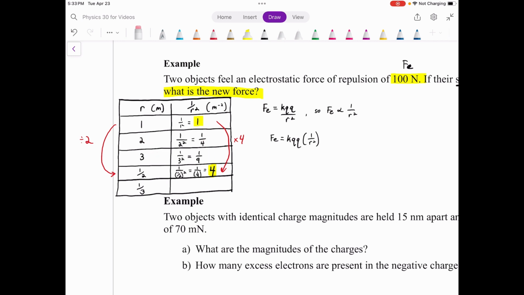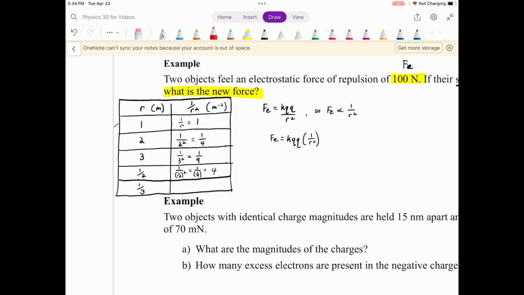Last one. I want you to make a prediction before I do it. When we make the distance 3 times smaller, so we divide the distance by 3, we go from 1 meter apart to 1/3 of a meter apart. What do you think is going to happen to the force? There are 2 parts to your answer. Will it get bigger or will it get smaller? And by what factor? Ready?